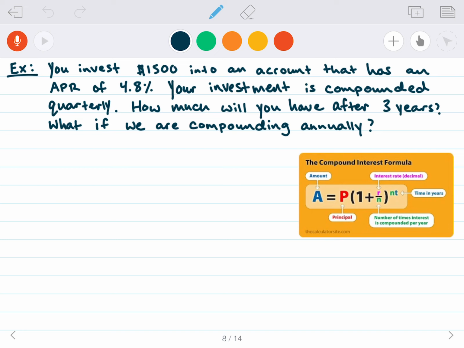So let's dissect this. What are they trying to tell us about what our variables are in our formula? See if you can figure it out. What is P? What is R? What is N? What is T? Well, and again, they're asking how much will you have. So at the end of the day, we're looking for A.